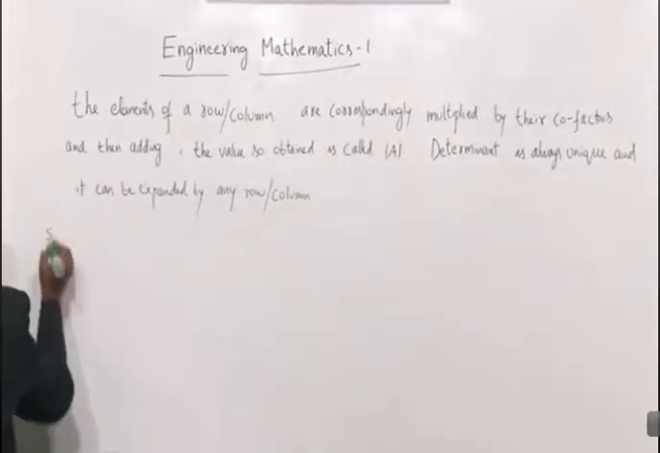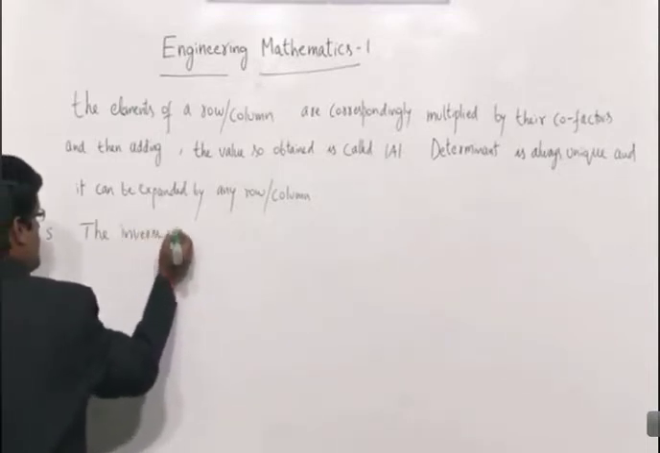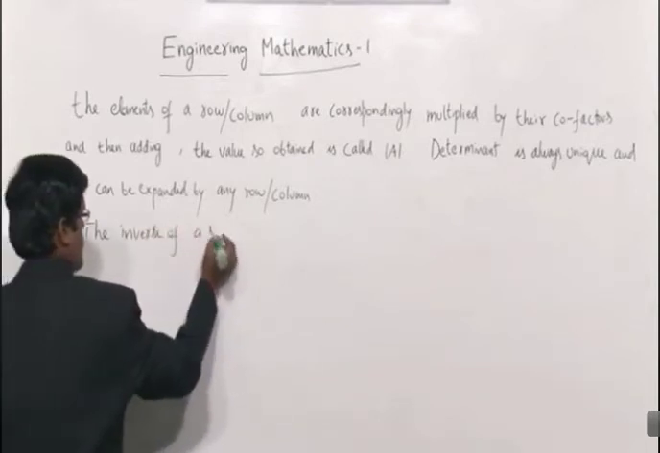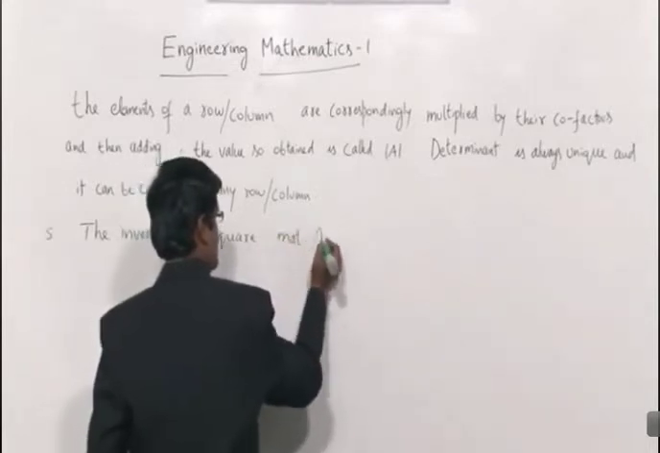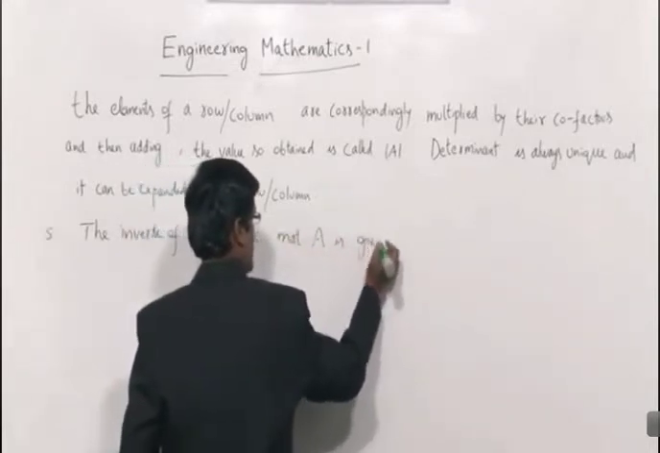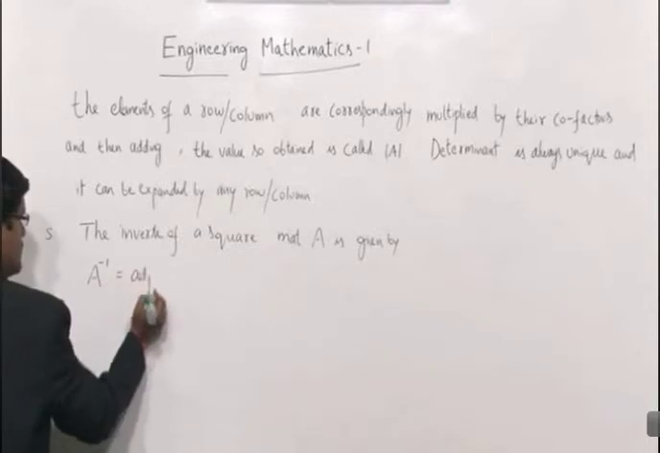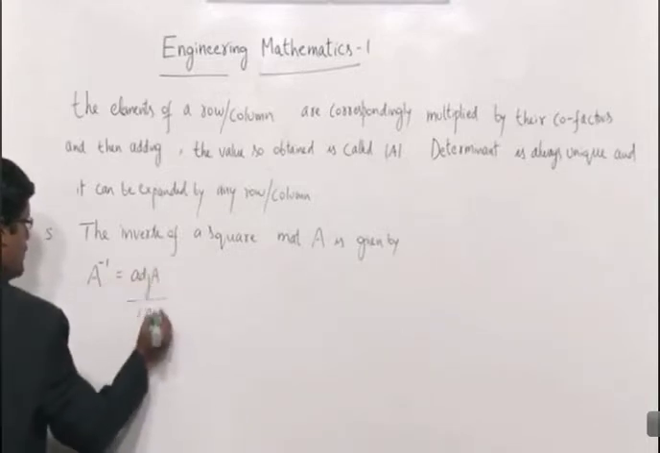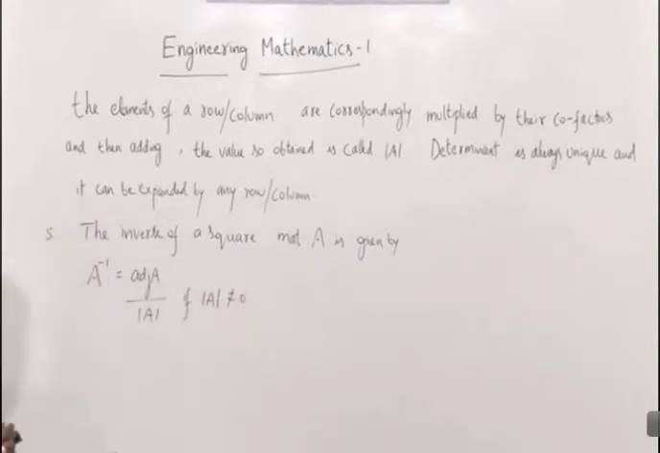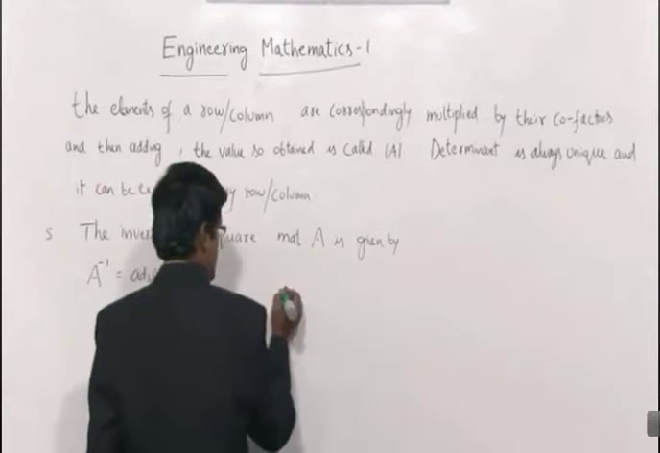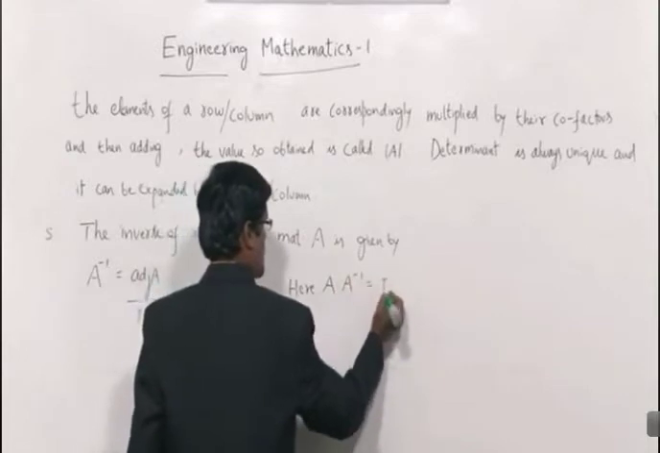Next, the inverse of a square matrix A is given by A inverse is equal to adjoint A by determinant A, if det A is not equal to 0. Okay. Here A into A inverse is automatically equal to I.